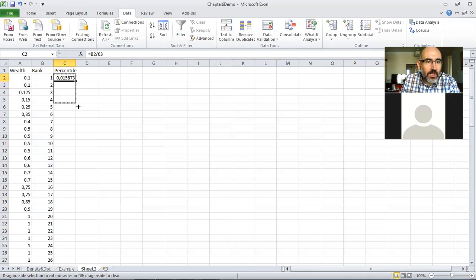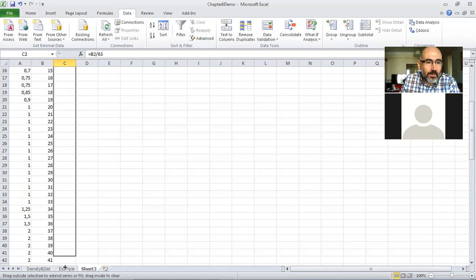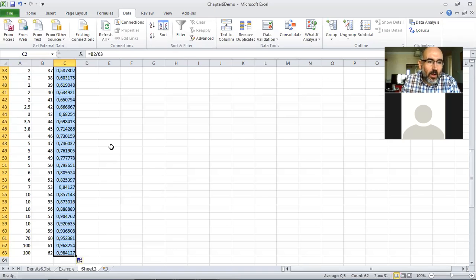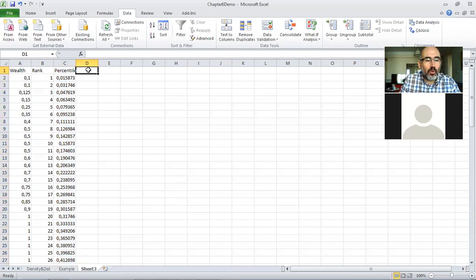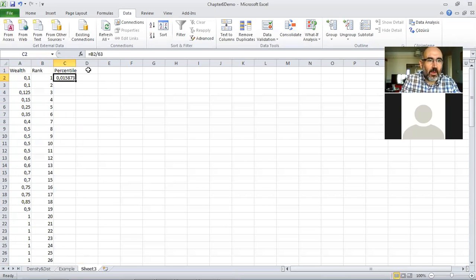I'll use this percentile, and it goes all the way up to 0.98. In the middle, if this is even numbered, I should have 0.50 exactly. If not, I will have two values above and below. So now we can find the z.